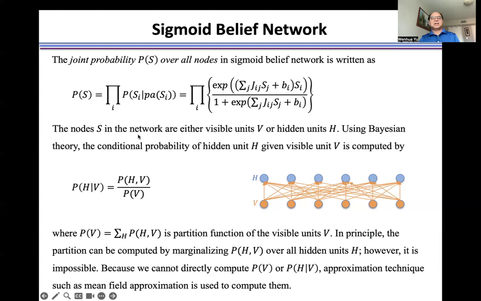The nodes S in the network are either visible units V or hidden units H. Using Bayesian theory, the conditional probability of a hidden unit H given visible unit V is computed here, where P(V) is a partition function of the visible units V. In principle, the partition function can be computed by marginalizing the joint probability over hidden units H. However, it is impossible because we cannot directly calculate P(V) or the conditional probability P of H given V. Approximation techniques such as mean field approximation are used to compute them.